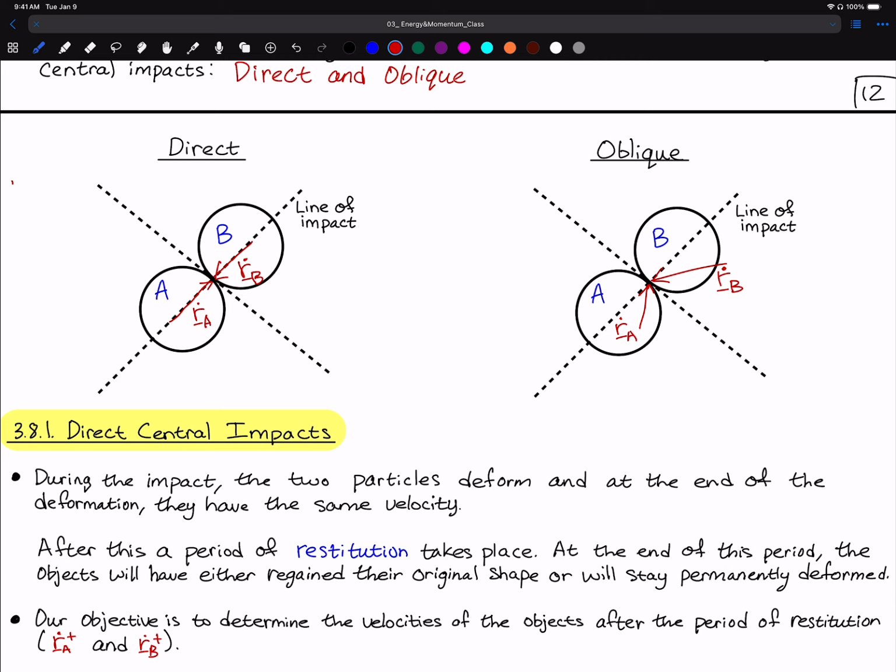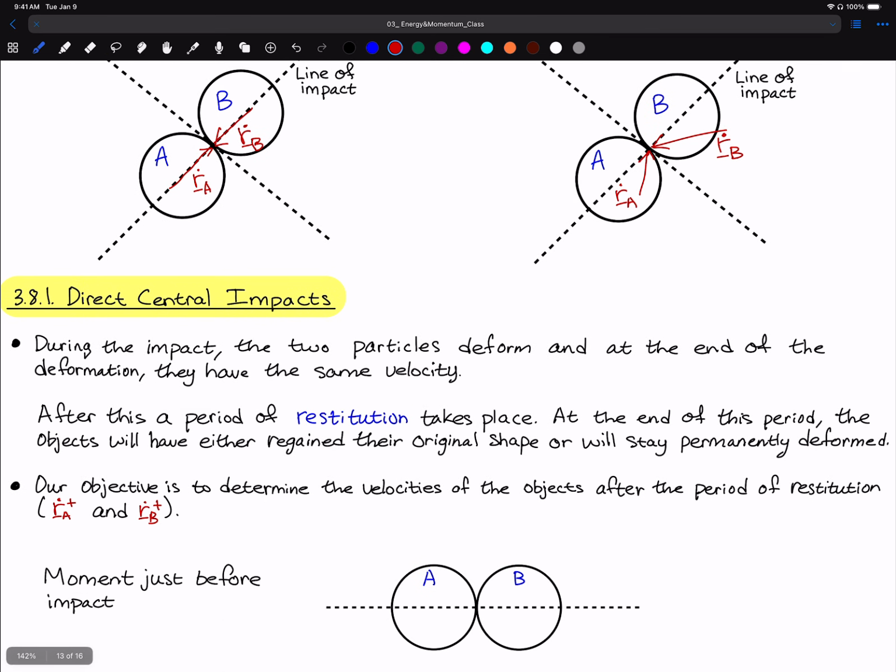We're going to study direct central impacts, and then we will build on that with oblique impacts, and we'll end up showing that we can use what we did with central impacts and apply that to oblique impacts. During the impact, the two particles are going to deform, and at the end of that deformation, they're going to end up with the same velocity.